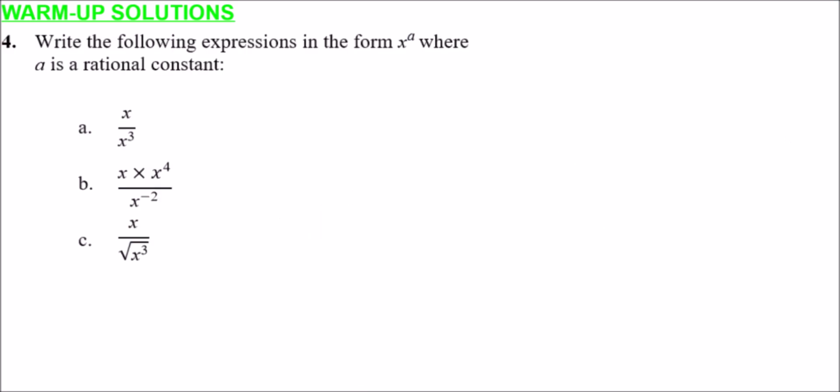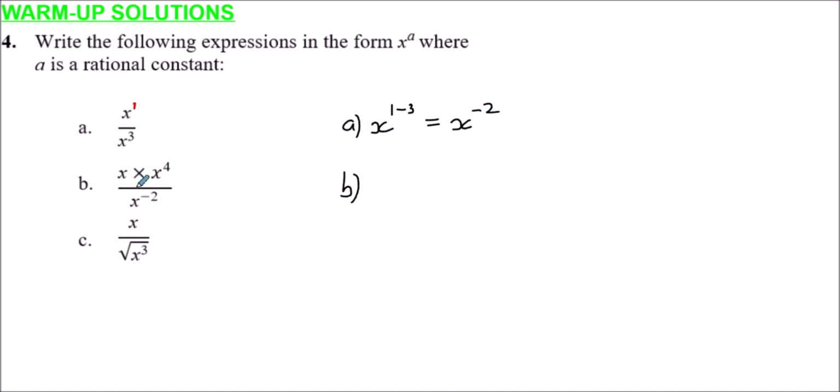And question 4. Going back to one of the earlier parts in the course, simplifying indices, the laws of indices, we should be able to remember these hopefully fairly straightforwardly. So part A, x divided by x cubed. When we're dividing indices with the same base, we simply subtract the powers. So x to the power 1 divided by x to the power 3, that's going to be just x to the power 1 minus 3, which will be x to the power minus 2.